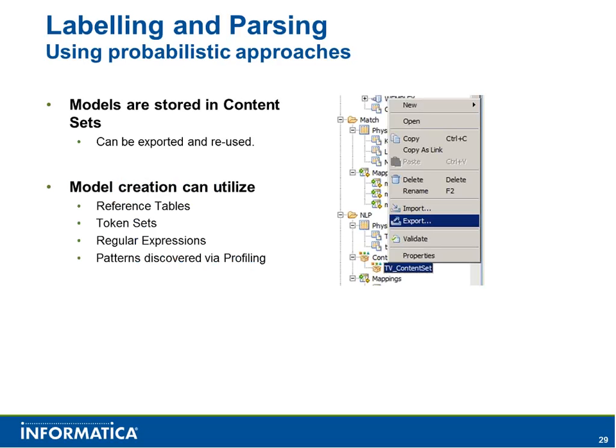The model creation can then utilize reference tables, token sets, regular expressions, any patterns covered via profiling. So we can reuse all the information that we've used before. Once we've created these models, we utilize that information in a much better way, and we get a lot more benefit from it, and a lot more reusability. And we do reduce the number of iterations in moving from good results to very good results.